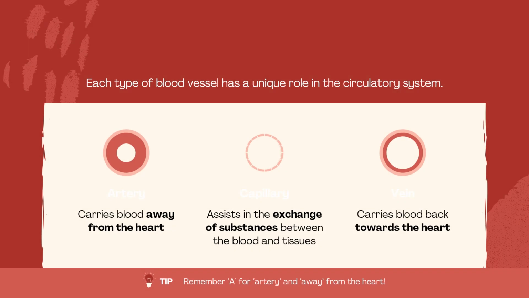Next, each type of blood vessel has a unique role in the circulatory system. First one is the artery, which carries blood away from the heart. Remember this: artery, A for away from the heart. Then the capillary assists in the exchange of substances between the blood and tissues. It has only the exchange role. Then the veins carry blood back towards the heart. The artery carries blood away from the heart, and the vein carries blood towards the heart.